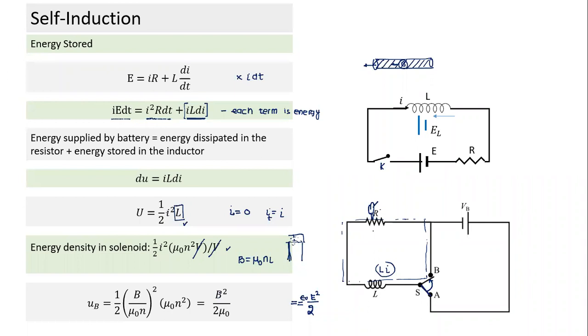What does this indicate? Wherever there is a magnetic field, it contains energy. So energy is stored in an inductor in which form? In the form of magnetic field. So for any space, if we know what the magnetic field is, we can calculate the energy stored in that space. That is the energy density, and we will continue from here in the next session.